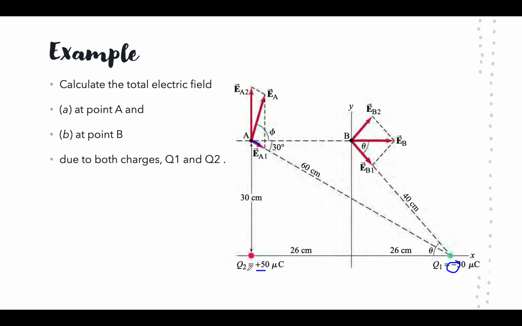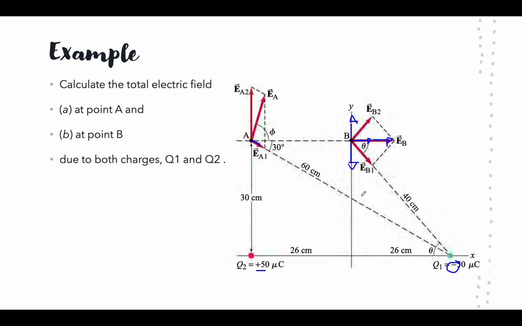Now at point B, Q2 produces a repulsion field in this direction, and Q1 produces an attraction field in this direction. Luckily for us, at point B we have an isosceles triangle here, so the magnitudes of the field produced by Q2 and the field produced by Q1 are the same, which means that this vertical component and this vertical component will cancel each other out, and then we'll only have the two horizontal components right here.